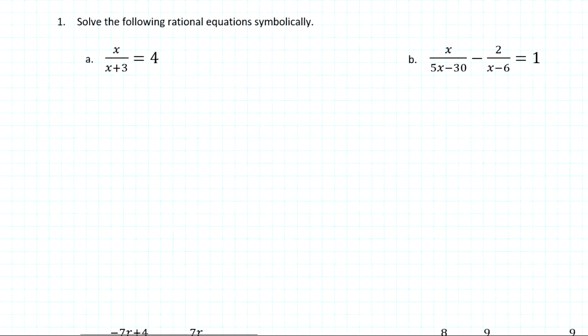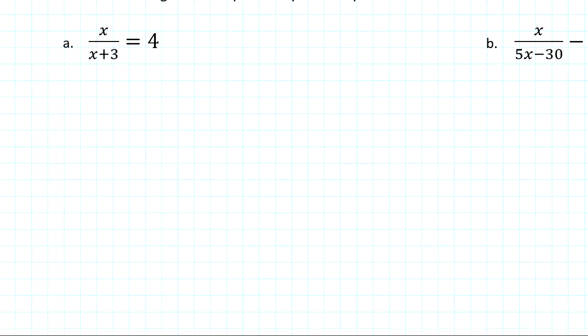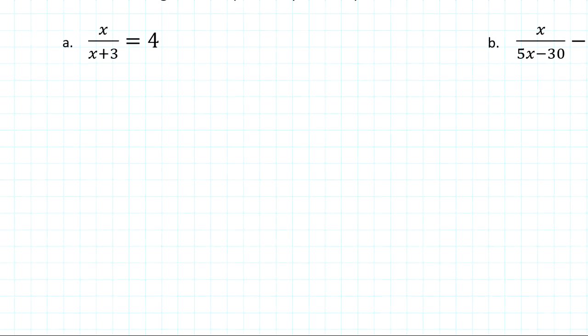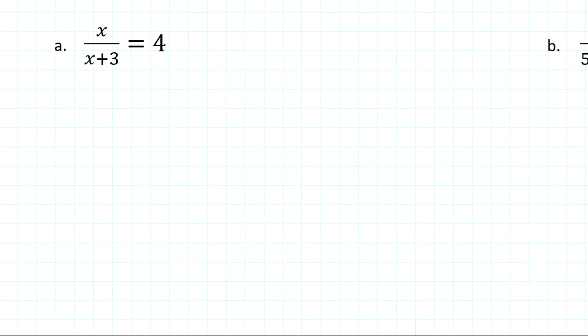The first one that we are given, part A, is x over x plus 3 equals 4, and we want to be able to isolate x. Now this is interesting because there's an x in two different locations. How can we get just a single x out of this? And that's one thing that we're going to have to address and approach as we tackle this problem.